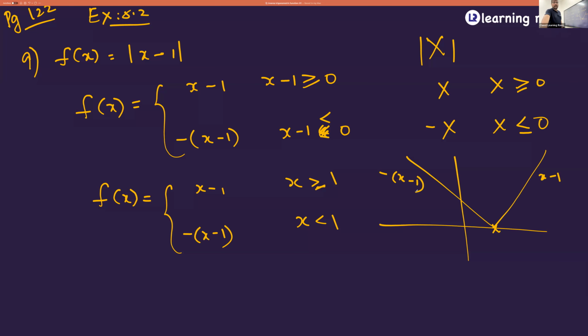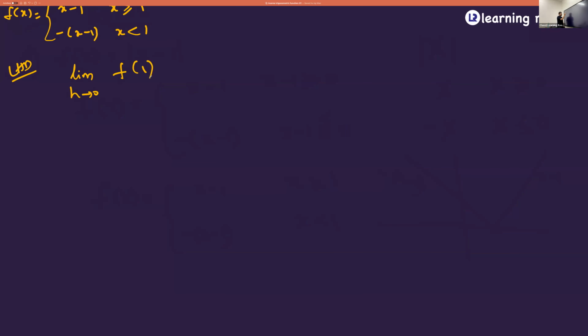Right. So let's see how to find the left-hand derivative for this. What is the function value? f of x is equal to x minus 1 when x is greater than or equal to 1, and negative of x minus 1 when x is less than 1. So what is the left-hand derivative? Limit h tends to 0, f of 1 minus f of 1 minus h, the whole divided by h.